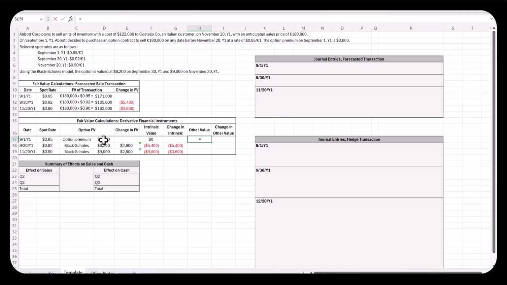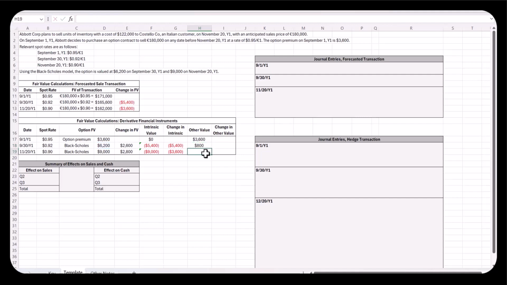So the option fair value is 3,600, and we're going to subtract the intrinsic value, which here is 0. That gives us the amount of the other value. So all of the value is other value at the beginning of this contract. We're going to do the same thing here. We're going to take our option fair value. I'm subtracting the difference, but because this is showing up as negative because of the function of our spot rate, I'm actually adding, which will effectively subtract the difference between these two.